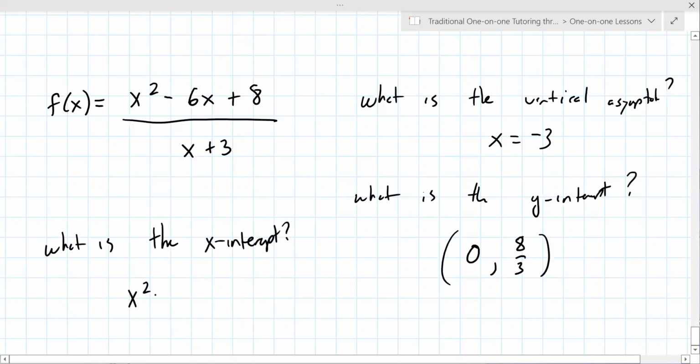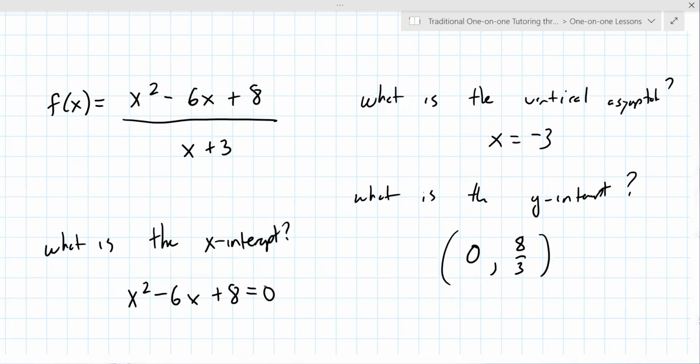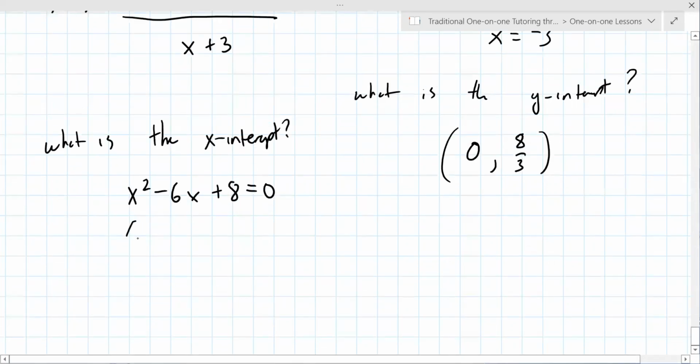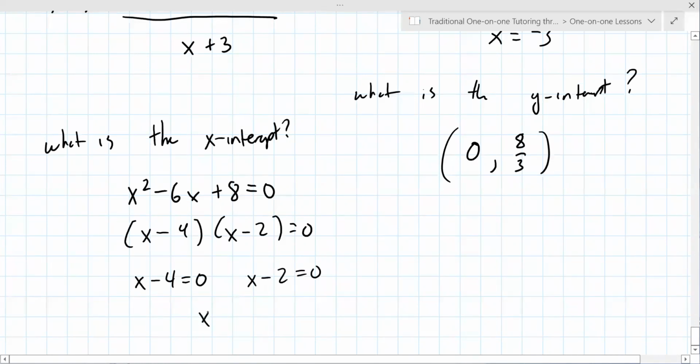So this is where you have to set the numerator equal to 0, and this time you have to factor. Can you factor that for me? Yeah, it would be x minus 4 and x minus 2. Okay, so that's correct, but it's not the answer. What's left to do here? You have to set each factor. Oh yeah, x minus 4 equals 0. X minus 2. Yeah, so x is 4, x is 2.